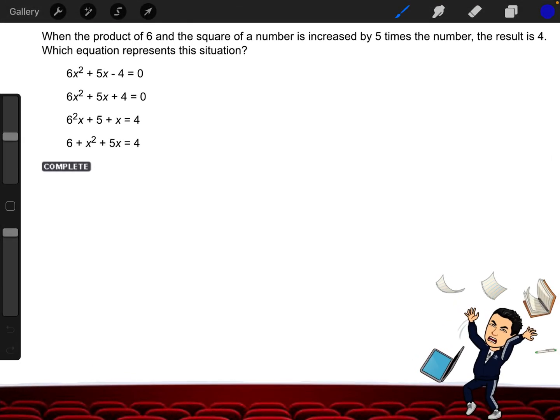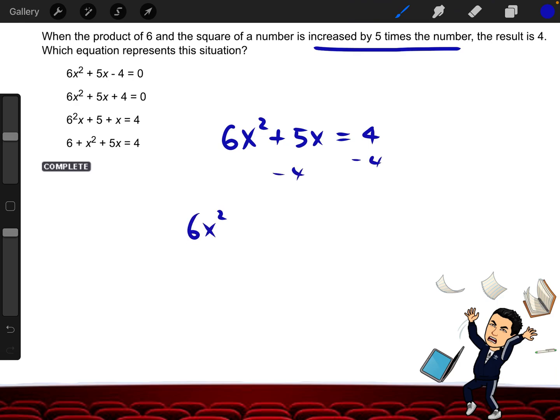All right, so when the product of 6 and the square of a number, so that will be 6 times the square of a number, is increased by 5 times the number, so you're going to add 5 times the number. The result is 4. Okay, so you want to subtract 4 on both sides. So that will be 6x squared plus 5x minus 4 equals 0. So you want to check the first one.